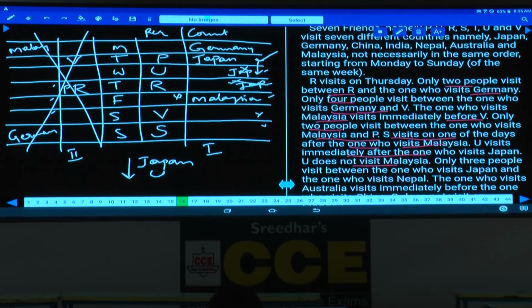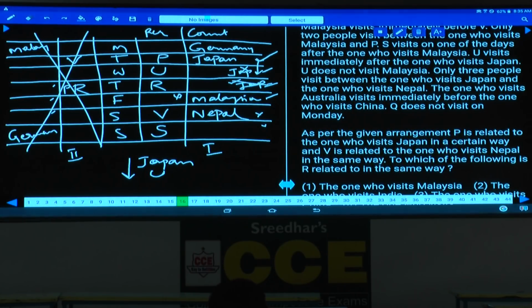Then, only three people between the one who visits Japan and the one who visits Nepal. Now, three persons between Japan and Nepal. Japan is on Tuesday. Three persons means 1, 2, 3. And the person who visits Nepal must be on Saturday. The one who visits Australia visits immediately before the one who visits China.